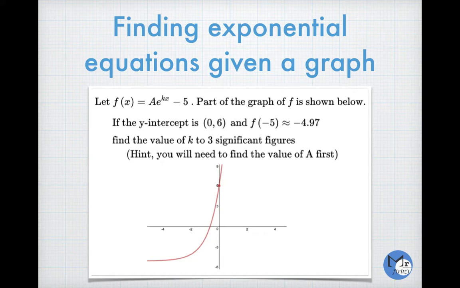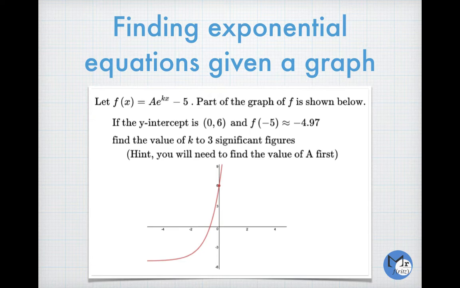Here's an example of finding exponential equations given a graph. In this problem, we're going to let f of x equal a times e to the kx minus 5. Part of the graph of f is shown below. If the y-intercept is (0, 6), and f of negative 5 is approximately equal to negative 4.97, we want to find the value of k to three significant figures.